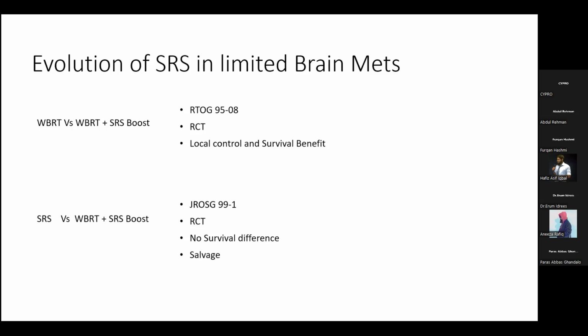Then another randomized controlled trial was designed, using SRS alone compared with whole brain plus SRS boost. Luckily, there was no survival difference, and so people started thinking whether SRS can be a standard of care. But the issue with these trials was that they included only limited brain metastatic patients, and the definition of limited is variable. Some take 1 to 3, some 1 to 4, some 1 to 5. I would suggest taking limited brain metastasis as 1 to 4 lesions.